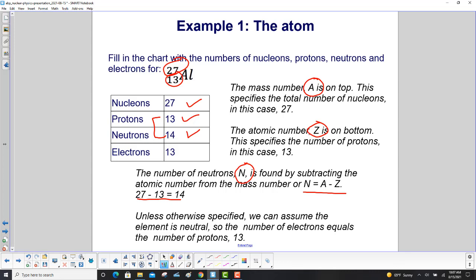Unless otherwise specified, we can assume the element is neutral so that the number of electrons equals the number of protons, which is 13.